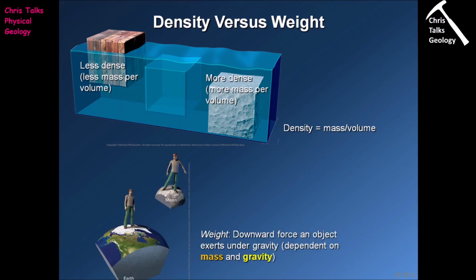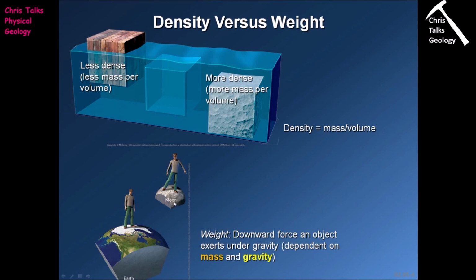So the next measurement we're going to think about is weight. So weight is defined as the downward force an object exerts under gravity, and it's dependent on two variables, the mass of the object in question and gravity. So when we look at this example here, we can see that we have the same person standing at two different locations, one on the Earth and one on the Moon. Now, obviously, because this is the same person, we know the person's mass, the person's volume, and therefore the person's density are going to be constant, so we don't have to worry about those. So this means the only variable with regard to weight in this model is going to be gravity.